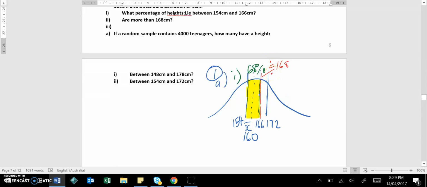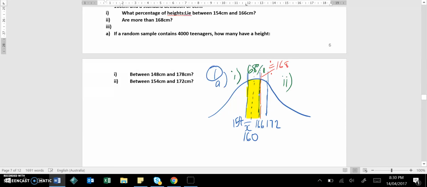So just to make it easier for this question, what I'm actually going to do is just take it from 166. Okay, so you want everything above that. So that is one standard deviation above the mean.